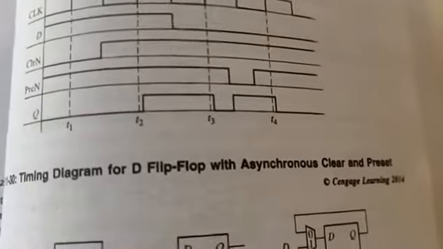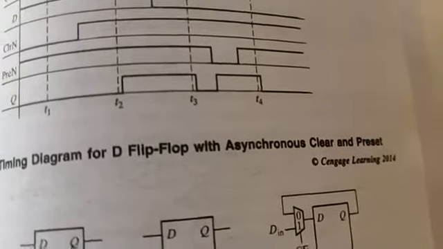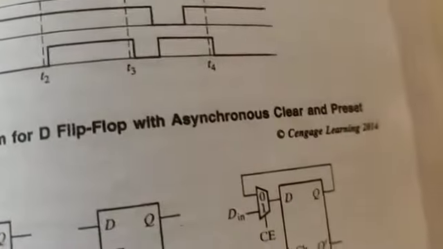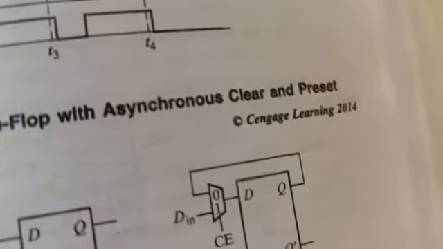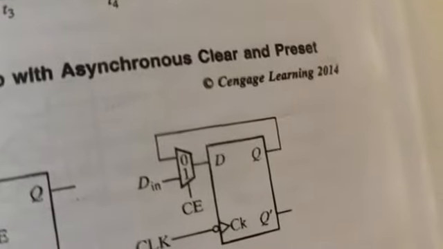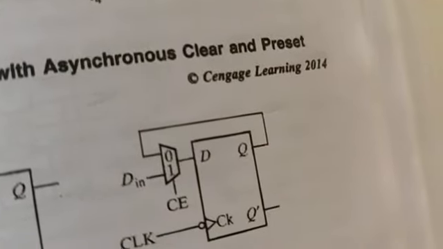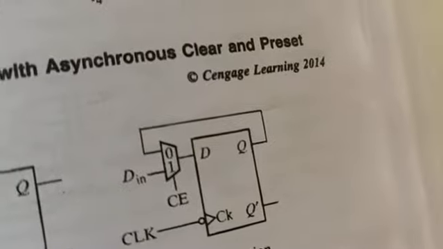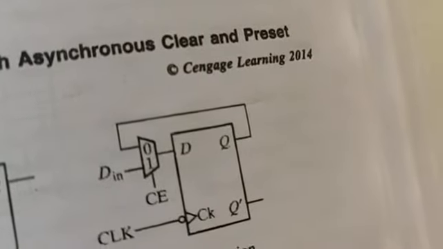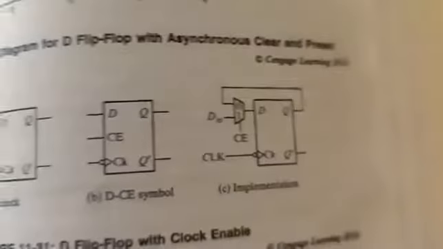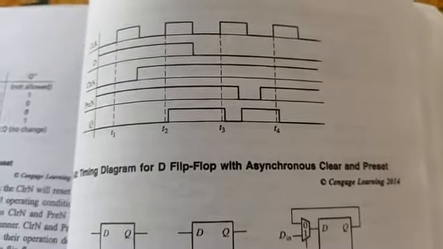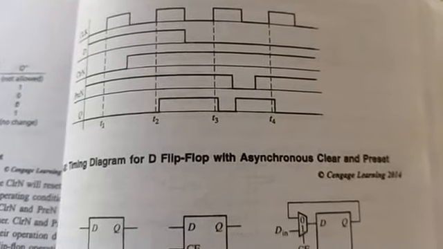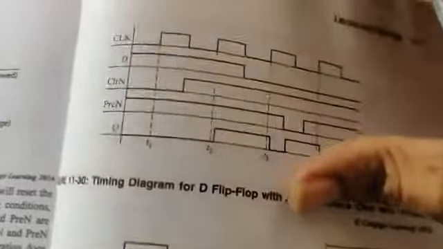Whenever preset is 0, that is nothing but preset is active. So whenever preset is low, it means preset is active. Whenever clear is low, that means clear is active. If preset and clear both are high, then both are inactive. If it is high, we need to think of it as inactive. If it is low, we should treat it as active. Keep this in mind and let's analyze this waveform.